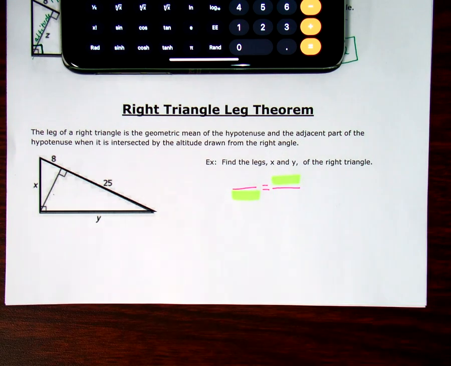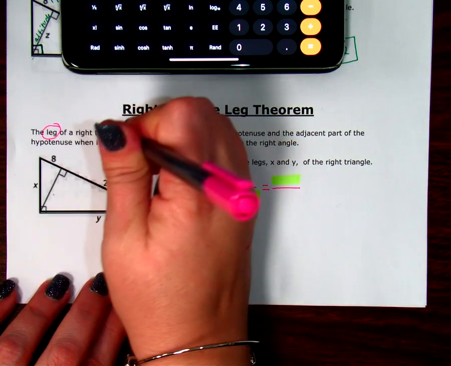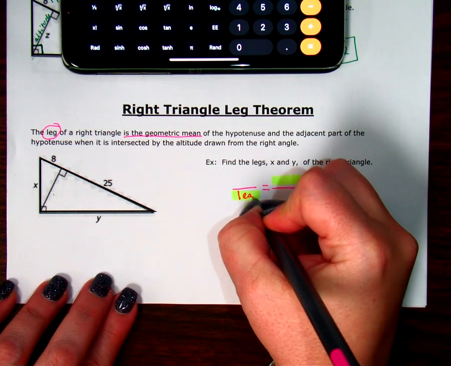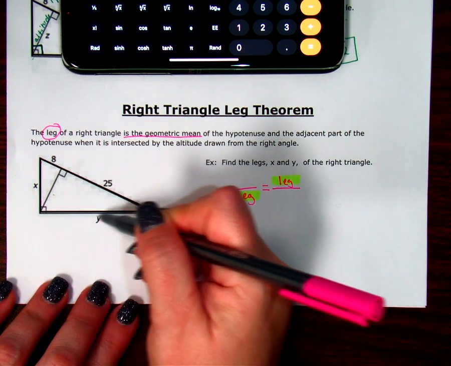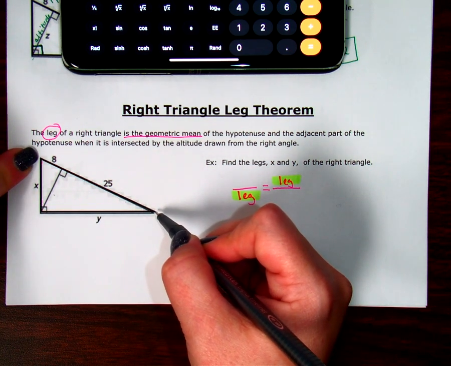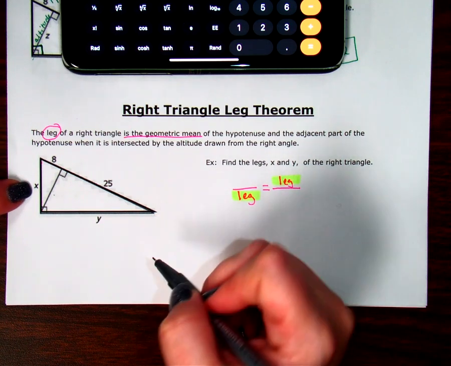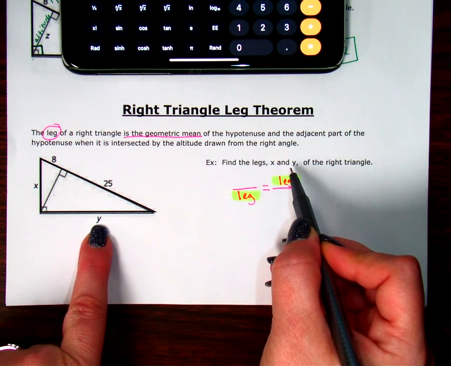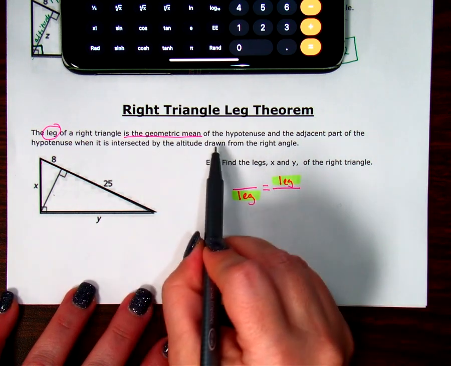So I know that means that geometric mean is going to be here and here. The leg of the right triangle is the geometric mean. The leg is the geometric mean. So leg and leg. Now every right triangle, the two sides that are not the hypotenuse, the two sides that come out of that right angle in the corner, are both legs. They're both legs. So you have to know, am I working with the x here or am I working with the y? Notice it is going to ask me to find both of them.